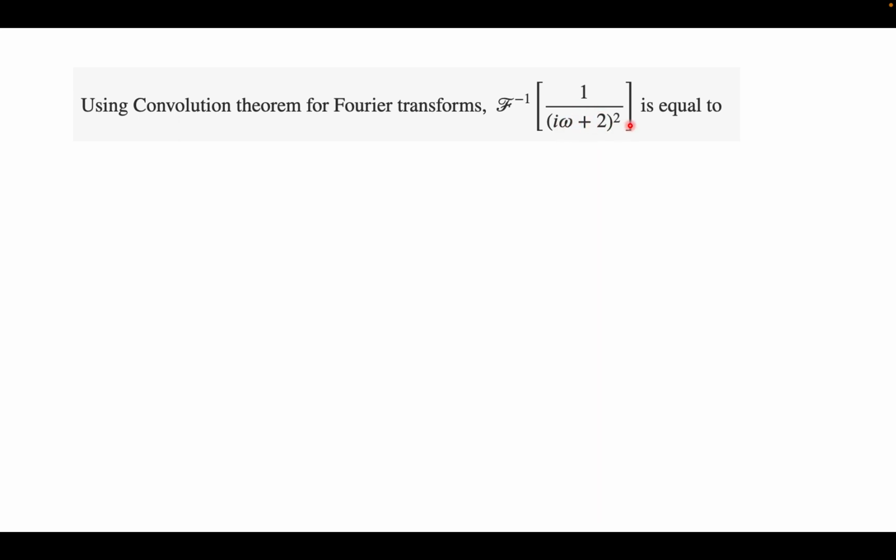Because if you have some other function like iota omega plus 2 and iota omega plus 3, then also you can use the same property in order to solve such questions. Okay, so this was all about this problem. So now let's move on to the next question.